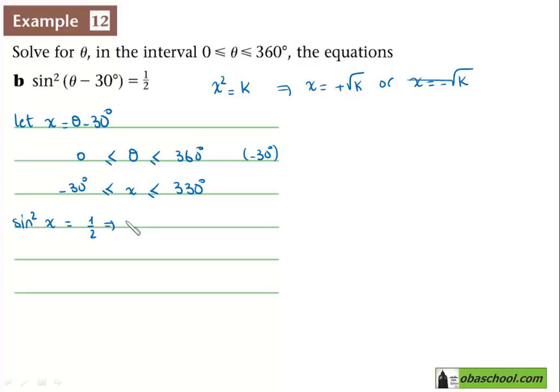Sine x is positive square root of half, or sine x is negative square root of half. Therefore, x is sine inverse of this value. We distribute the square root on the numerator and denominator to have plus 1 over square root 2, or x is sine inverse of minus 1 over square root 2.